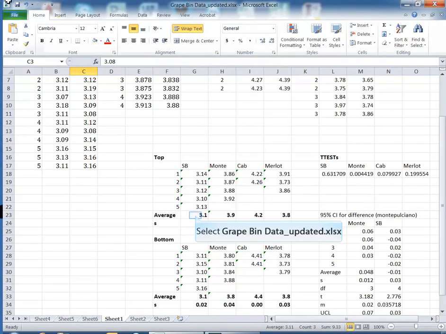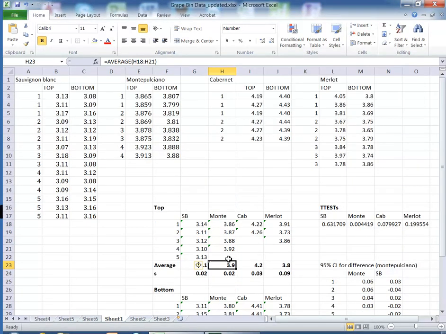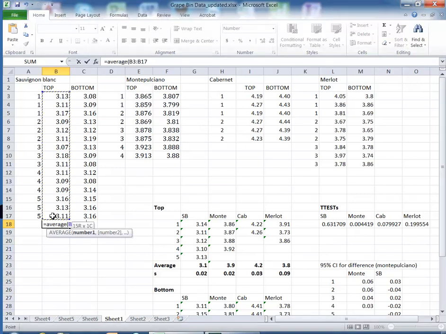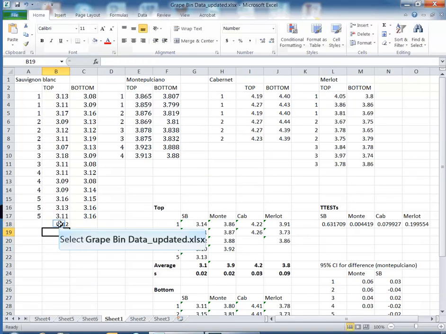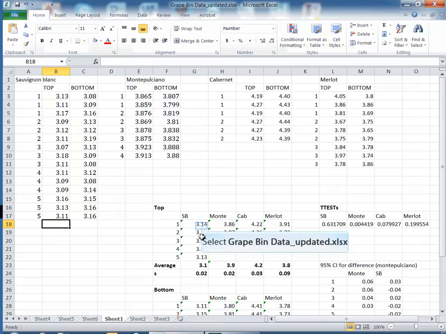Now I've done that rather than to derive an average pH for the top of the bins of Sauv Blanc, Montepulciano, Cabernet and Merlot. I haven't just taken an average like this, which would give us the same answer, like so, and I'll just bring it down to 1 decimal place, 3.1. I haven't done that because I need the averages from the top of each bin to do the standard deviation.